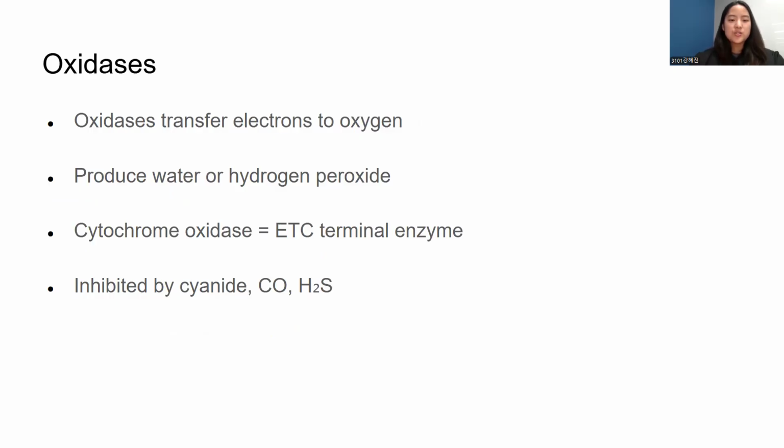Oxidases are enzymes that transfer electrons to oxygen and make water or hydrogen peroxide as the final product. Cytochrome oxidase was introduced in previous slides, which is the terminal enzyme of the ETC. These are the final electron acceptors that accept the electrons and produce water or hydrogen peroxide. And this is inhibited by some toxic substances like carbon monoxide, H2S, and cyanide.